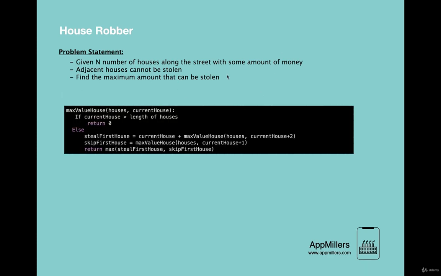Now based on this logic, our algorithm will look like this. Here we have base conditions. If the index of the current house is bigger than the length of houses, we return 0. Otherwise we have two options. We steal from the first house, then we continue to the third house. That's why we put current house plus 2, because we cannot steal from adjacent houses. In the second option, we skip the first house and continue to the second house. That's why we put current house plus 1. So this is the algorithm that we solved in case of divide and conquer.